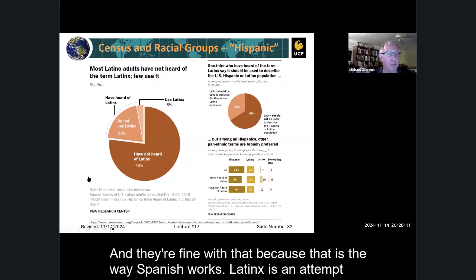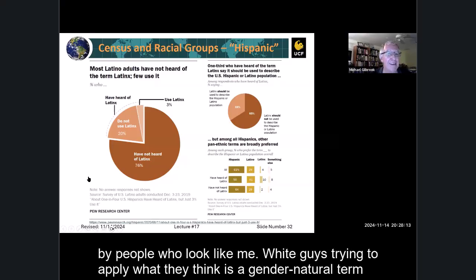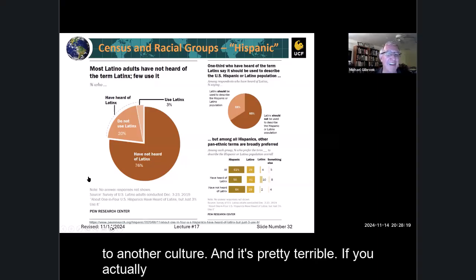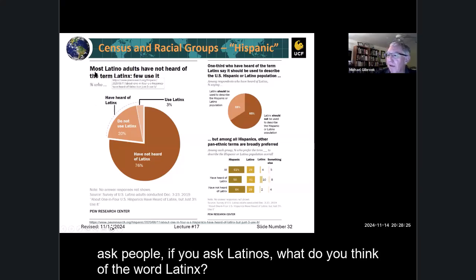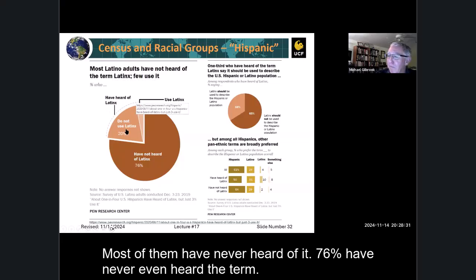Latinx is an attempt by people who look like me, white guys, trying to apply what they think is a gender neutral term to another culture. And it's pretty terrible. If you actually ask Latinos, what do you think of the word Latinx? Most of them have never heard of it. 76% have never even heard the term.